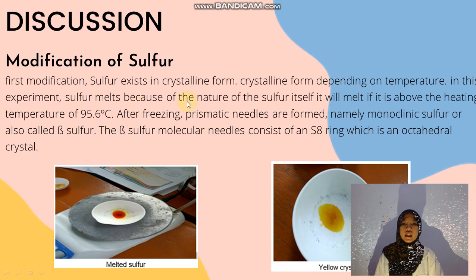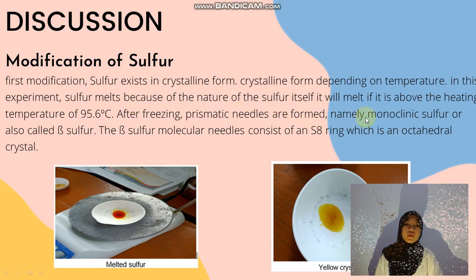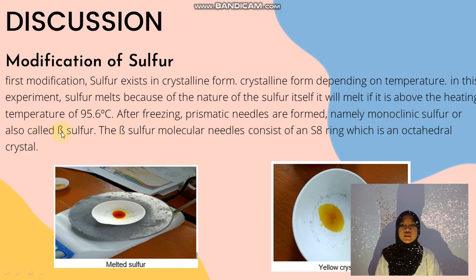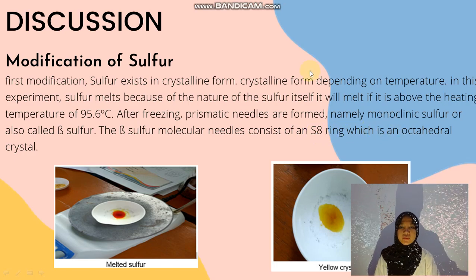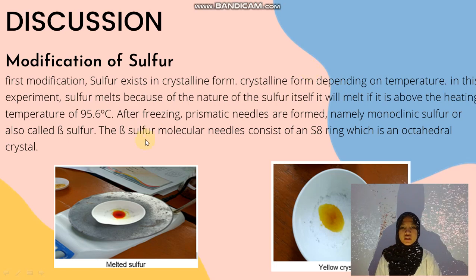After freezing, prismatic needles are formed, namely monoclinic sulfur, also called beta sulfur. The beta sulfur needles consist of S8 rings, which form an octahedral crystal. In the picture, melted sulfur and yellow crystal.